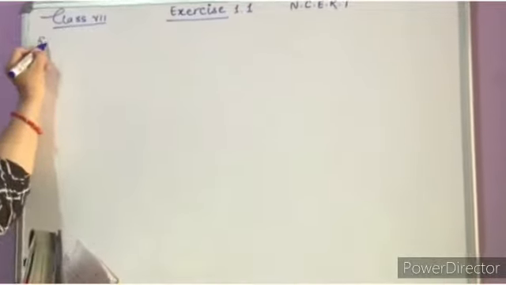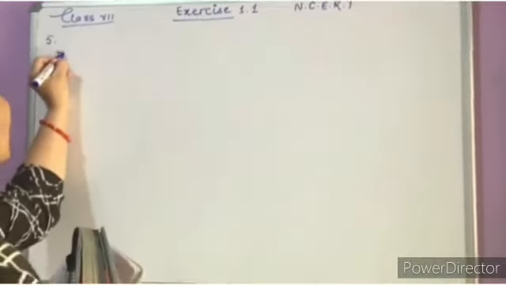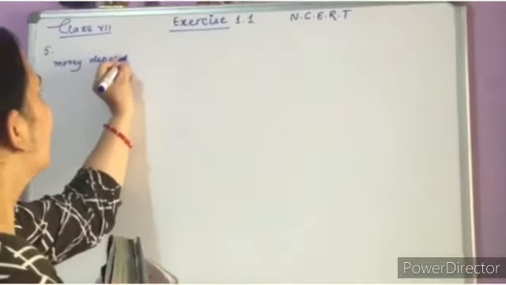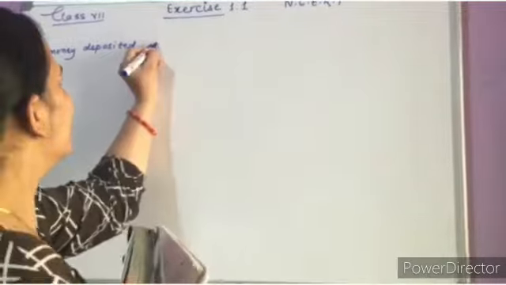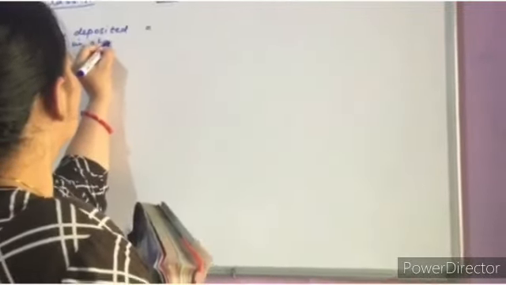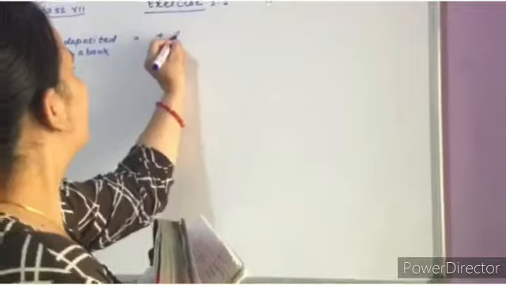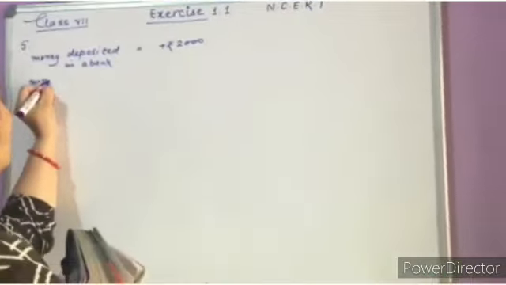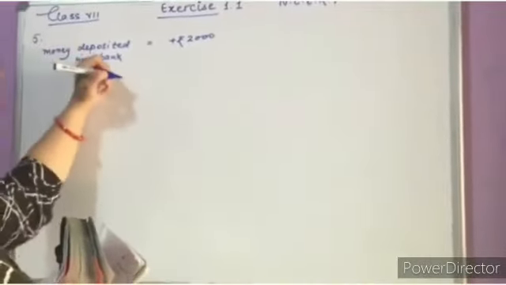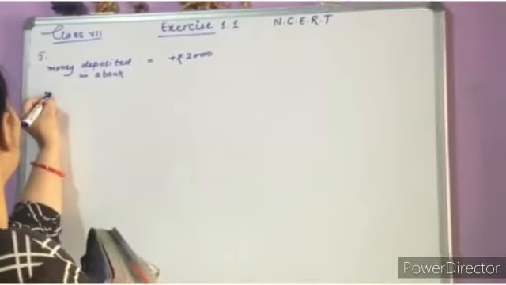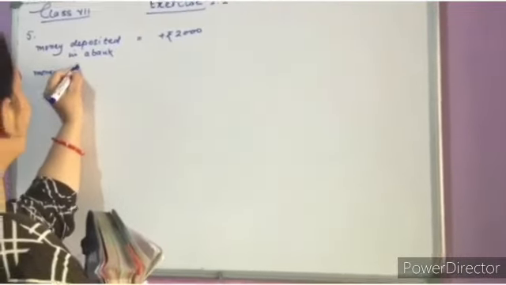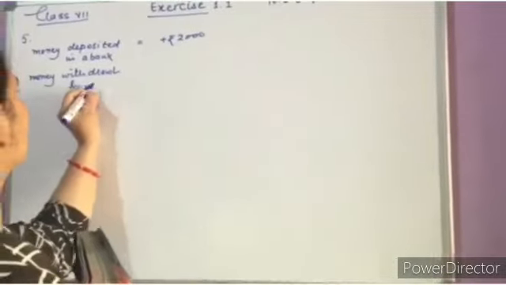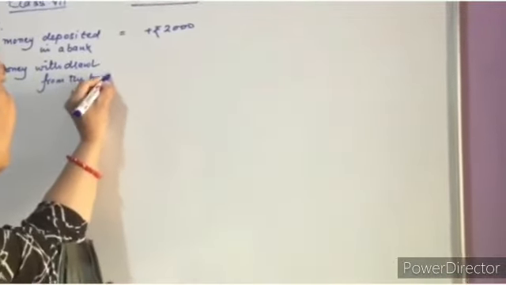Question number 5. If we have deposited money in a bank, in short, money deposited in a bank, we will take a plus sign for depositing money. If we are withdrawing money, or we can write money withdrawal from the bank, we will take a negative sign.